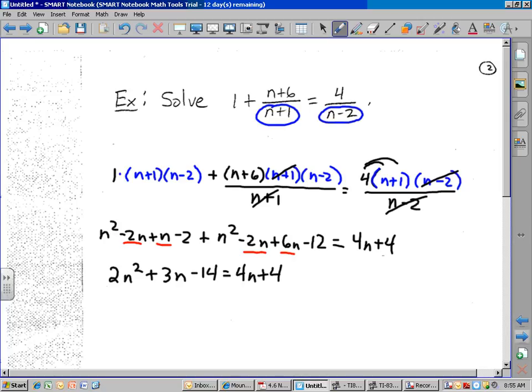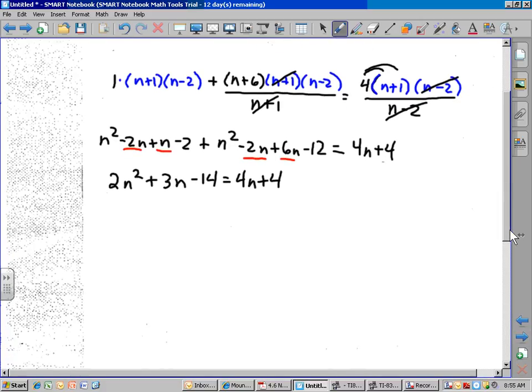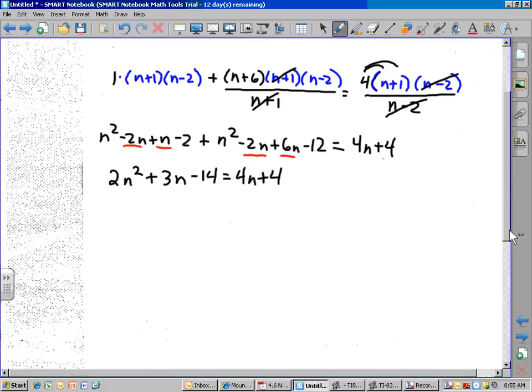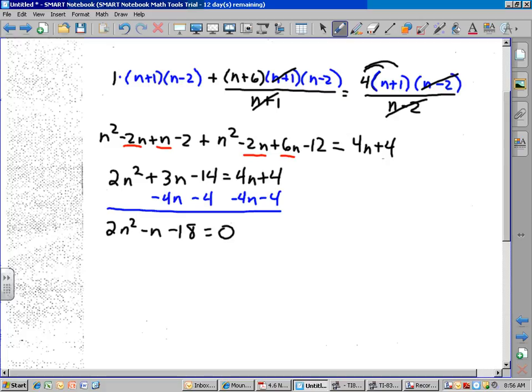Again, I want this to be equal to 0. So we're going to subtract 4n and subtract 4. That will give me a 0 on the right side. 2n squared minus n minus 18 equals 0. Again, we get down to a quadratic that we need to solve.